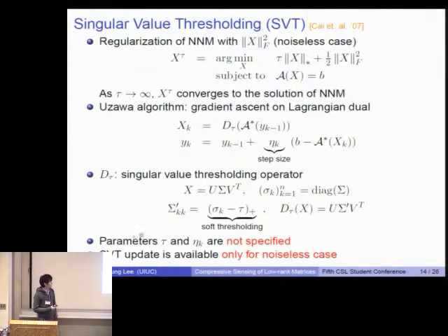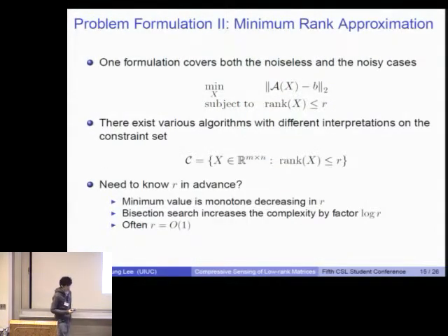The problem here is that tau, the regularization parameter, and the step size eta k are not specified. So there is no theory on how to find appropriate values for them. And the SVT update is only available for the noiseless case. If we consider some ellipsoidal constraint, then the algorithm has higher complexity. It's no more thresholding.